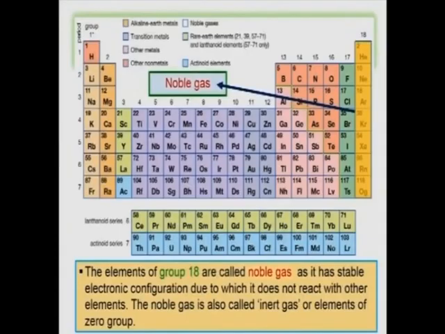The elements in group 18 are called noble gases, like helium, neon, argon, krypton, xenon and radon. These all have a very stable electronic configuration, and because of this stable electronic configuration, they do not react with other elements. That's the reason why we call them noble gases, or we can also call them inert gases.